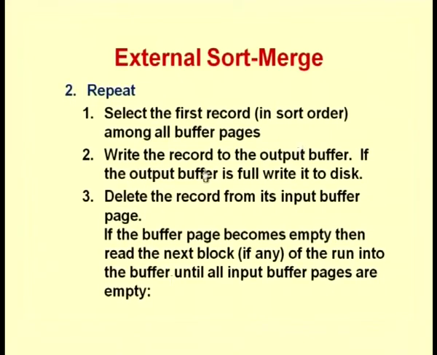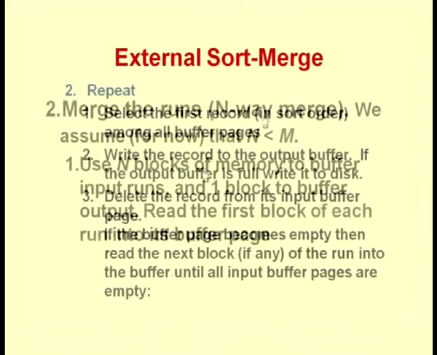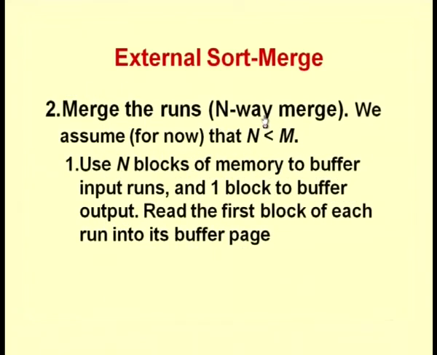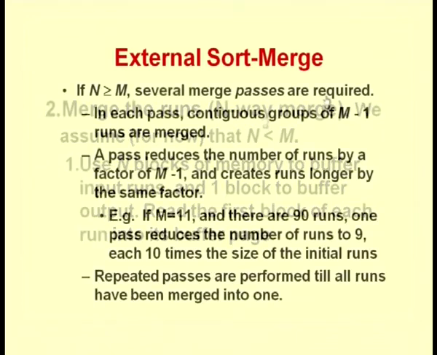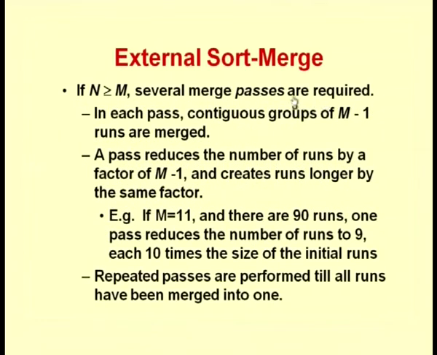Before the break, we were talking about external sort merge, and the repeat procedure where you take the first record in sorted order from all the buffer pages and write it into an output buffer. If the buffer page becomes empty, what do you do? Remember what N and M are: N is the N-way merge, and M is the number of blocks you have. If N is greater than or equal to M, several merge passes are required.